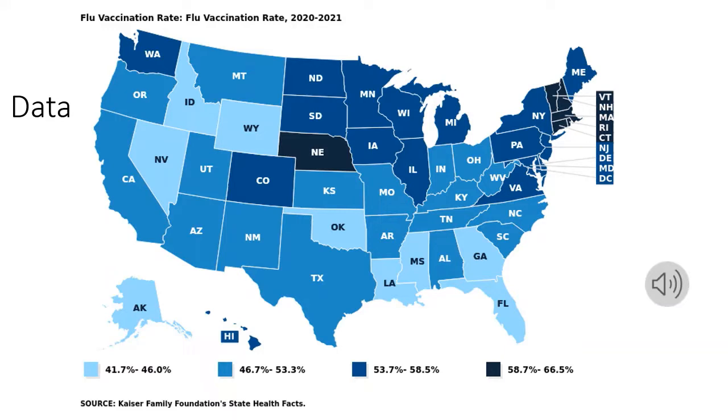Here is some data on the influenza vaccine. This is a map of the 2020 to 2021 flu vaccination rate for each state in the United States. There is a tie of 2 states of having the most vaccinations. Massachusetts had 66.5%, and Rhode Island was at 66.4%. California had a vaccination rate of 49.4%.